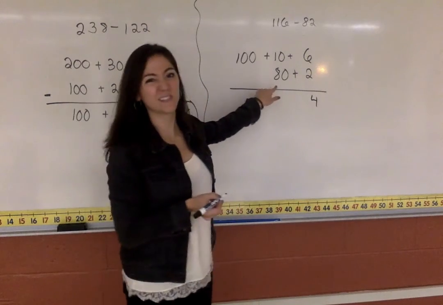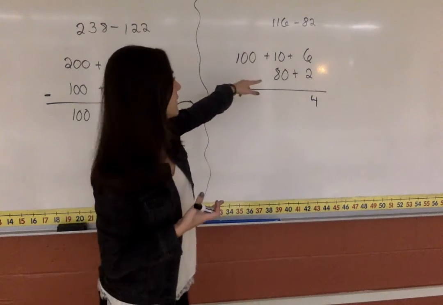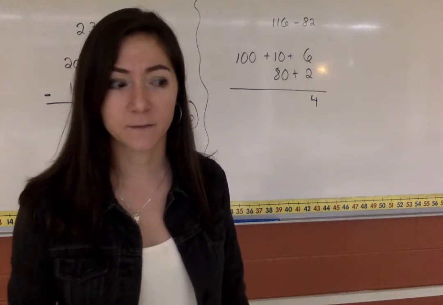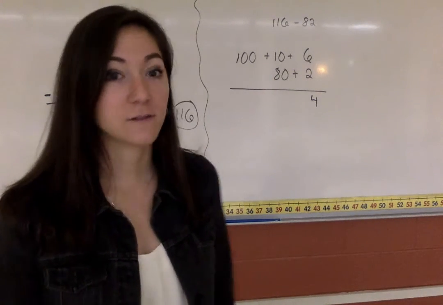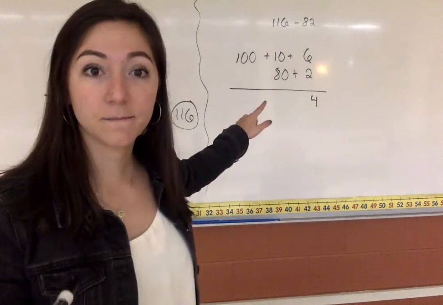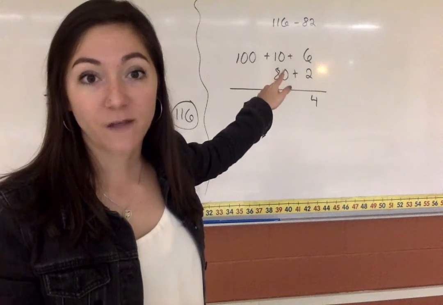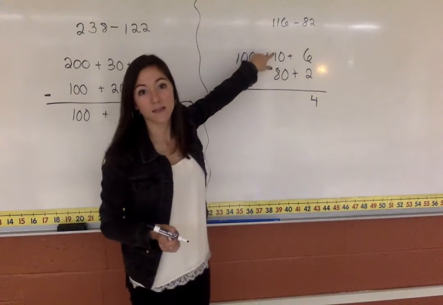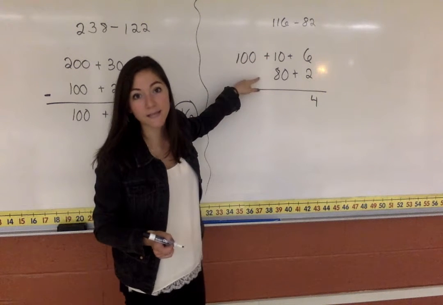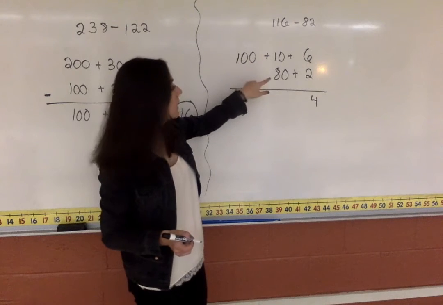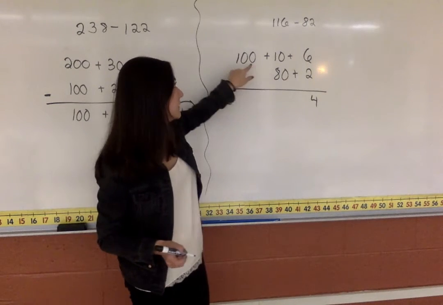All right, but now this is where a lot of us get stuck. We think, okay, I have 80, or 8 tens, and I have to take that away from 10. And that's really challenging. But you need to remember that you can take away that 80 from any place value. Okay? So even though you can't take away the 80 from the 10, you can take away the 80 from the 100. So I'm going to subtract that 80 from that 100.